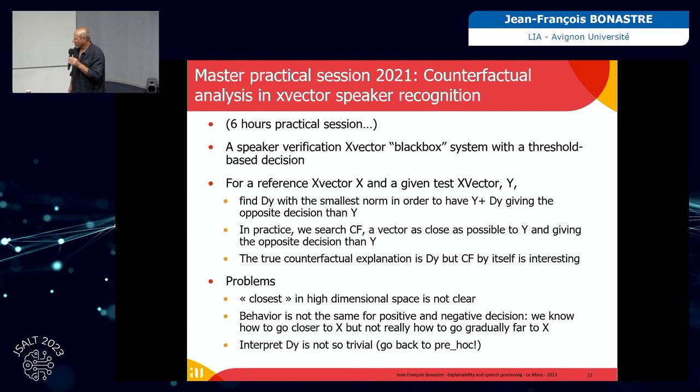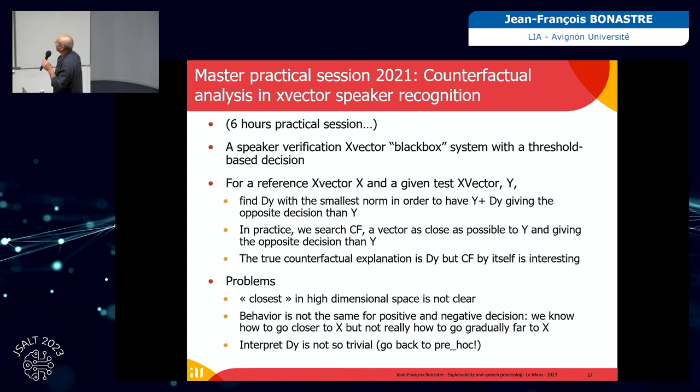So here is a very short example I did with my students. A few years ago, I asked them to work on an X-vector speaker verification system. To explain it, it's a system which should say, given two examples of voice, whether the two examples were pronounced by the same speaker or not. The example of voice is represented by an embedding, like Hervé Bredin presented to you for the diarization system. So it's only a fixed size vector, which represents the variable size audio input in this case.